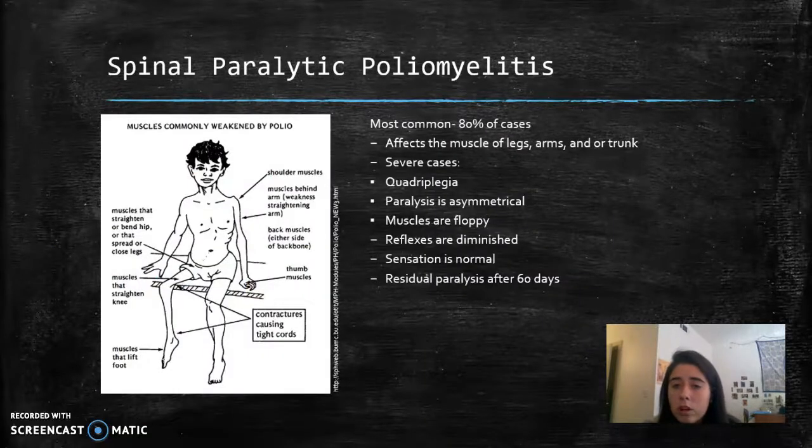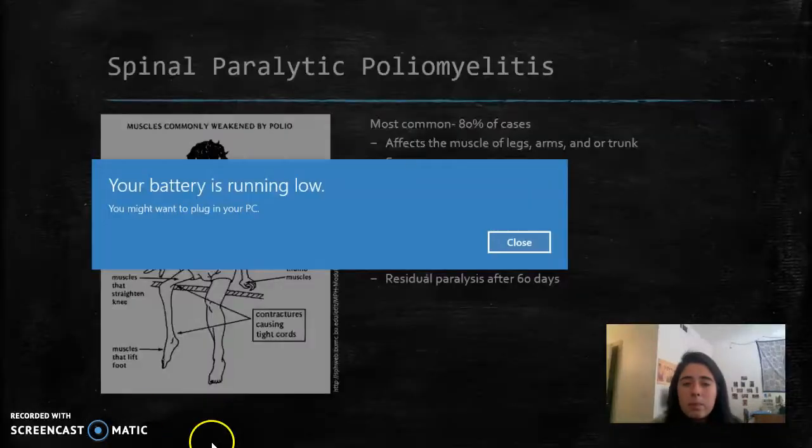Now, spinal paralytic poliomyelitis is most common, and it's about 80% of cases, and it affects the muscles of the legs, arms, and your trunk. Severe cases can cause quadriplegia. Like I said before, the paralysis is asymmetrical.